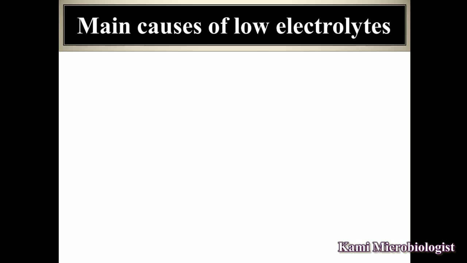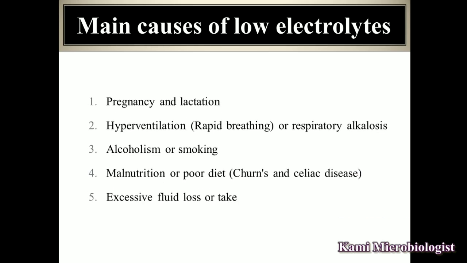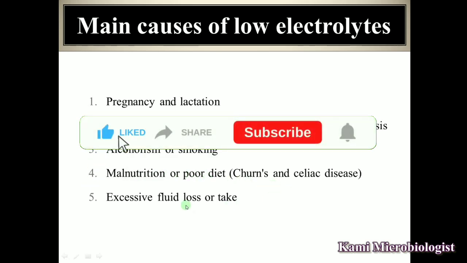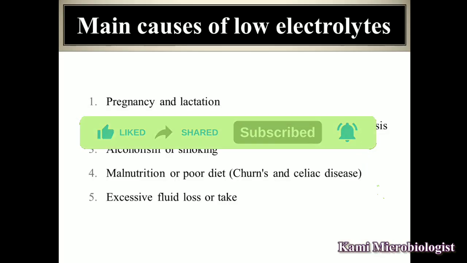Now let's see the main causes through which the electrolyte will get low. It is due to pregnancy, lactation, hyperventilation, like rapid breathing or respiratory alkalosis, alcoholism, smoking, malnutrition, poor diet, like Crohn's and celiac disease, excessive fluid intake or loss. So these are the main causes through which the electrolyte level will get low.